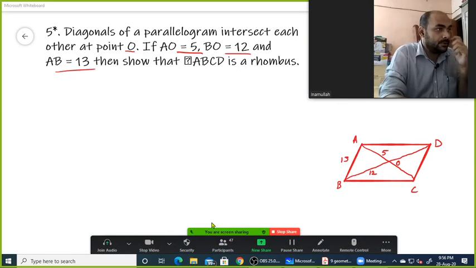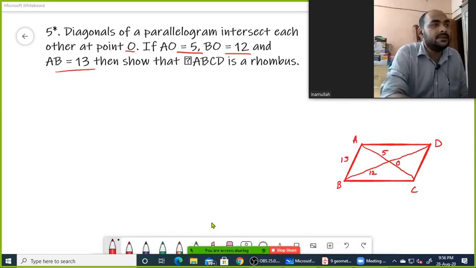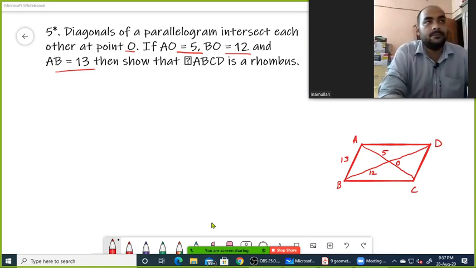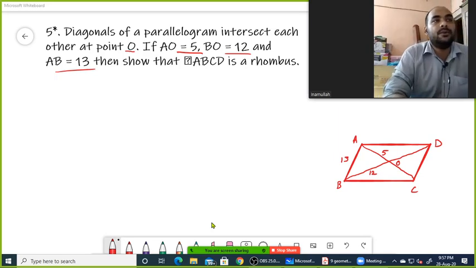then show that quadrilateral ABCD is a rhombus. The question says it is a parallelogram, but we need to prove that this parallelogram is actually a rhombus, and we can prove that with the help of a property. We know that diagonals of a parallelogram just bisect each other. But in case of a rhombus, they not only bisect each other, but they are also perpendicular to each other.